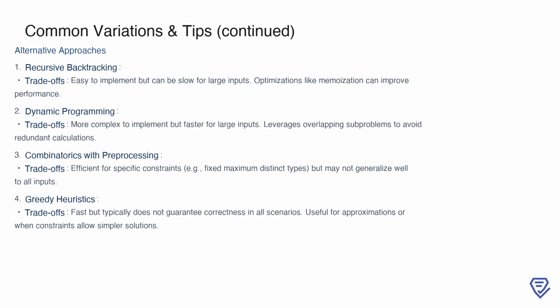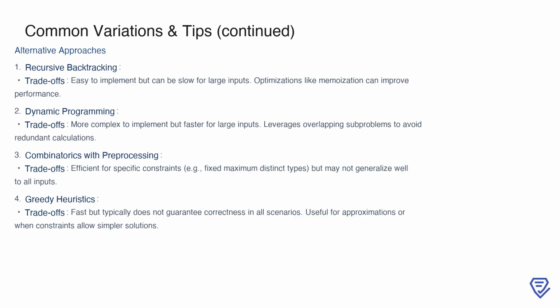Finally, let's consider alternative approaches to solving this problem. Recursive backtracking is often a go-to method because it's relatively easy to implement. However, it can be slow for larger inputs unless combined with optimizations like memoization to avoid redundant calculations. Dynamic programming is another powerful option, especially for larger inputs, as it leverages overlapping subproblems to improve efficiency. That said, it can be more complex to implement compared to backtracking.